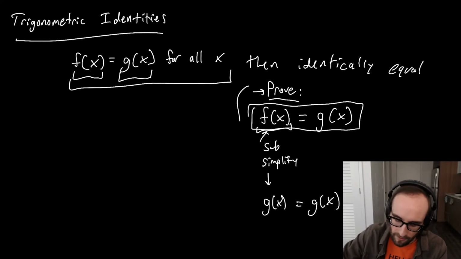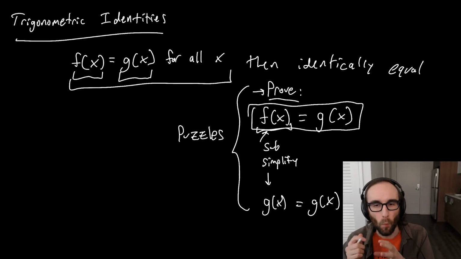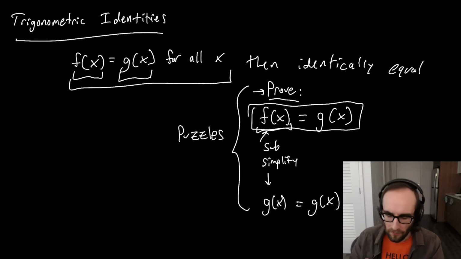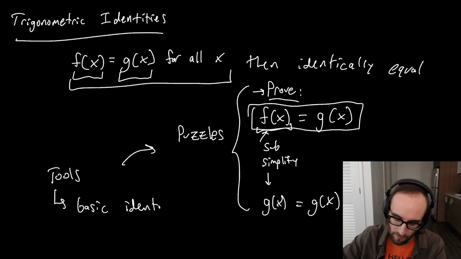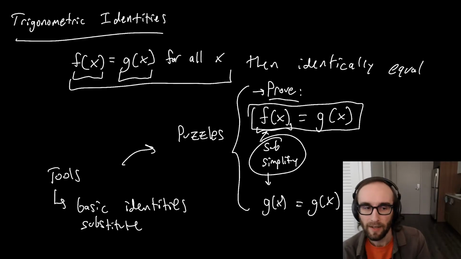So I like to think of these as kind of like the puzzles that we're given in this section. Our puzzles are we're trying to figure out what pieces we have to plug in order to show this equation is true. And in order to solve the puzzles, we're going to be using some tools from our toolbox. And the tools are just some basic identities that we can substitute into the equation so that we can work with and simplify the equation.